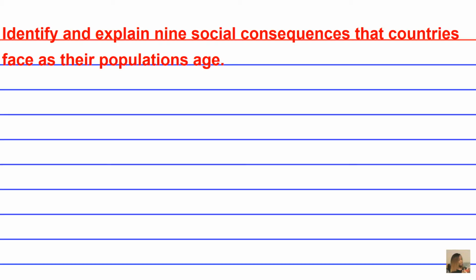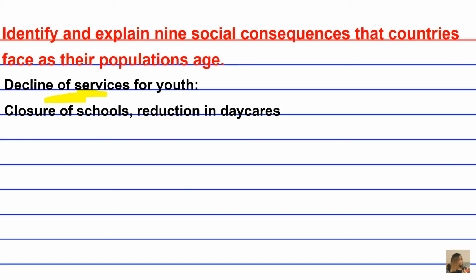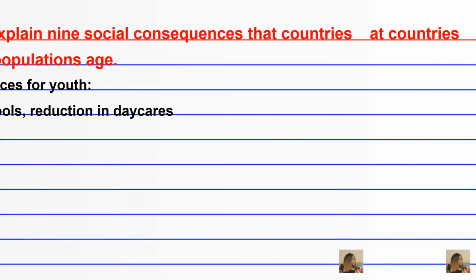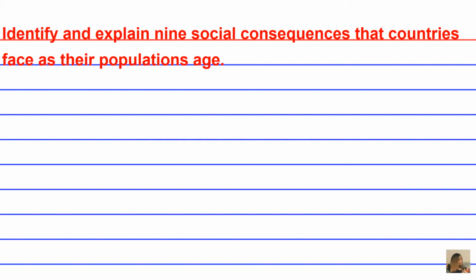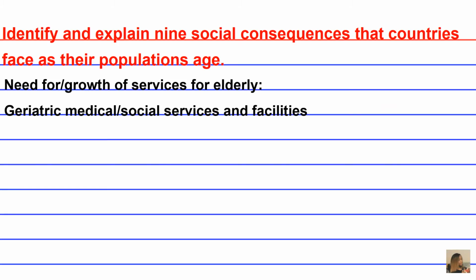Another social consequence that countries face as their populations age is a decline in services for youth. This includes closure of schools and reduction in daycares, which could be detrimental. All right, this piggybacks on the previous consequence. If there's a closure in services for the youth, then there must be a growth in services for the elderly.